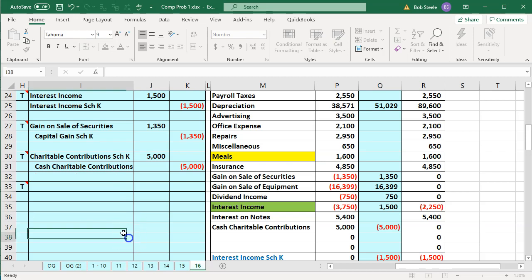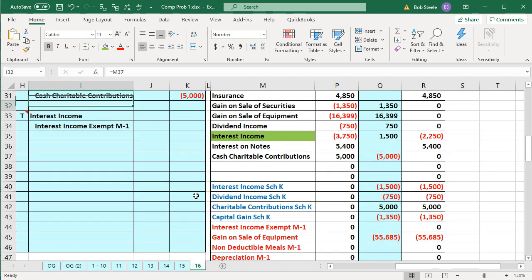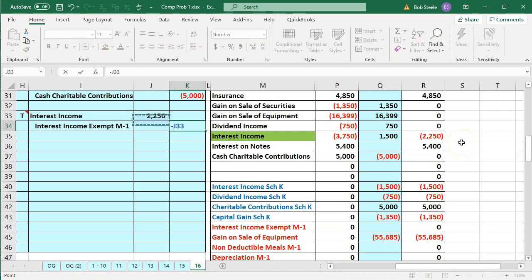So M-1 for the tax exempt interest. We're going to be crediting or debiting the interest income. It's a credit balance. We needed to make it go down to 0. So I'm going to say this is the interest income. Then the other side is going to be an M-1 adjustment related to the interest. So we have the interest income exempt for, that's going to be the M-1, and the amount is going to be for the amount that is remaining. That is the $2,250. That's the debit and the credit.